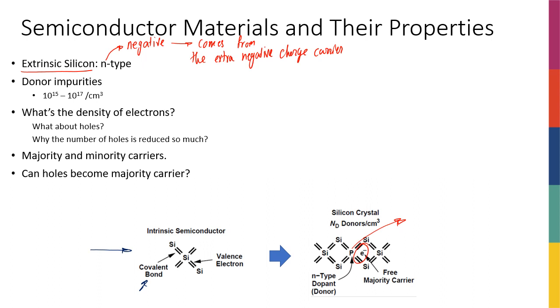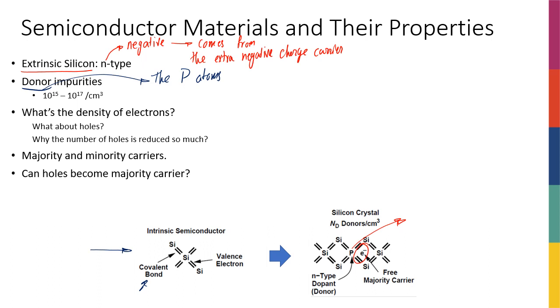So these phosphorus atoms, we call them donor because they donate an electron to us, right? To our crystal. So donor refers to the P atoms that donate an electron to our crystal.